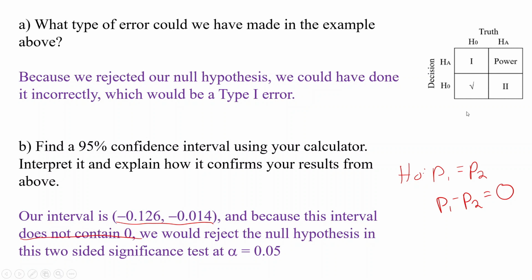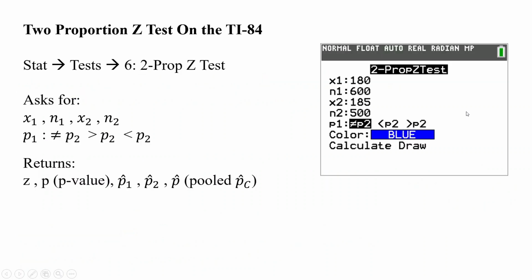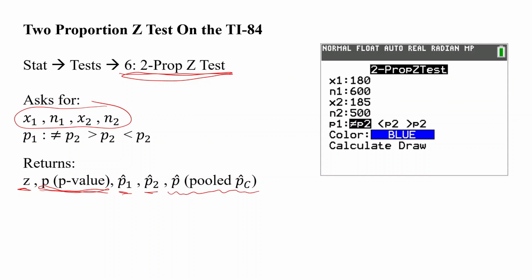The last thing I want to talk about in this section of notes is going to be how to use the calculator, the TI-84, to do a 2-proportion Z test. So it's going to be under test, as they always seem to be. This is a 2-prop Z test, number 6. It's going to ask for your X1, N1, X2, N2. It's going to ask for your alternative, and it's going to return our Z value. When it says P equals, that's going to be our P value. p hat sub 1, p hat sub 2, and then it's going to return just a p hat. And that represents the pooled sample proportion.